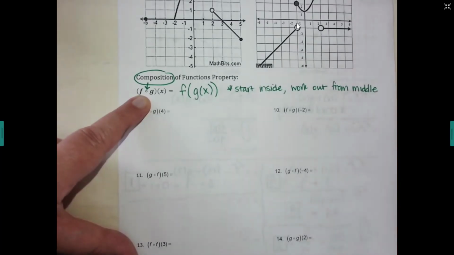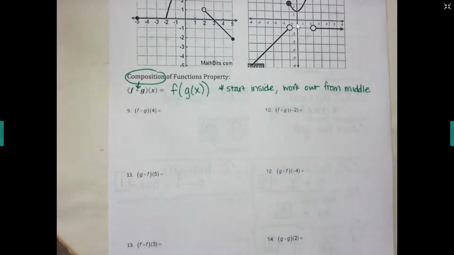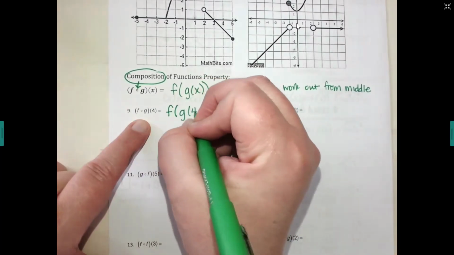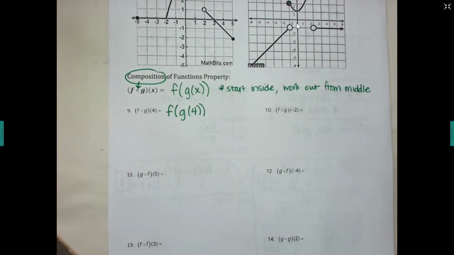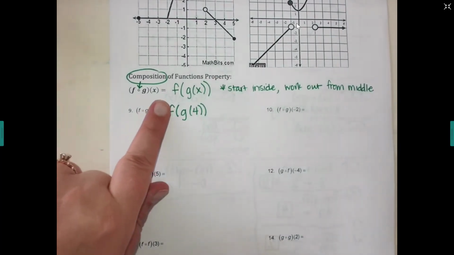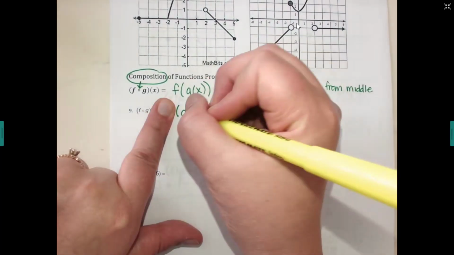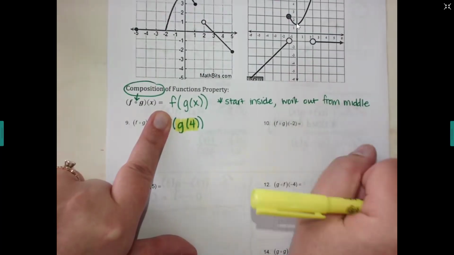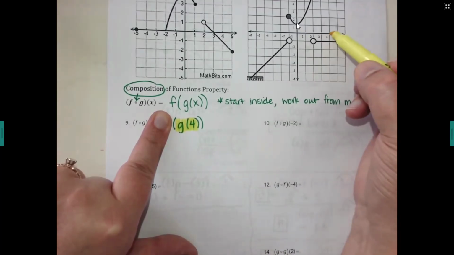So here's what I mean by that. If I'm doing f composition g of 4, they don't both get a 4. It's not the same as the first page. You're going to do f of g of 4, and then you're going to start in the middle. So you're going to pretend the f's not there. I'm going to put my finger over it. Pretend it's not even there. What is g of 4 using the g graph? If I count out to 4, how high or low am I?